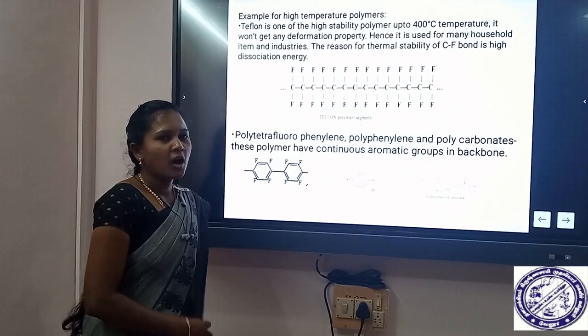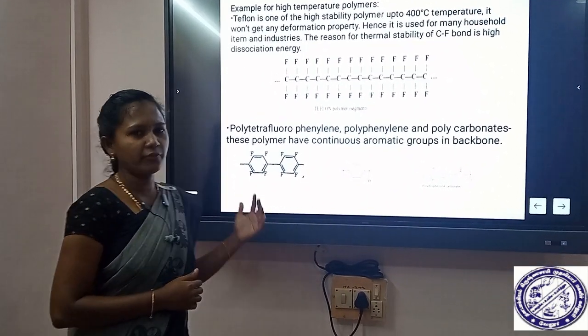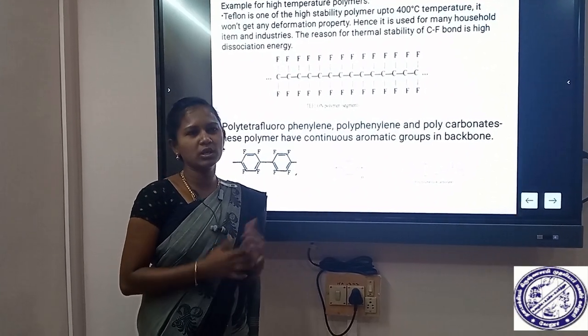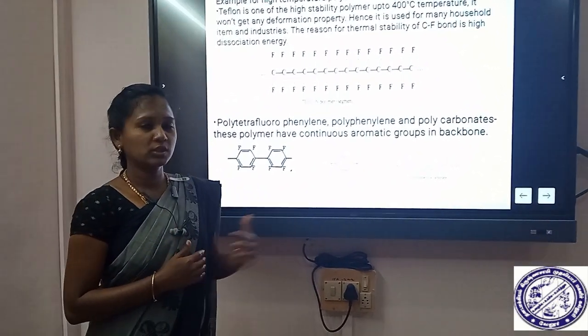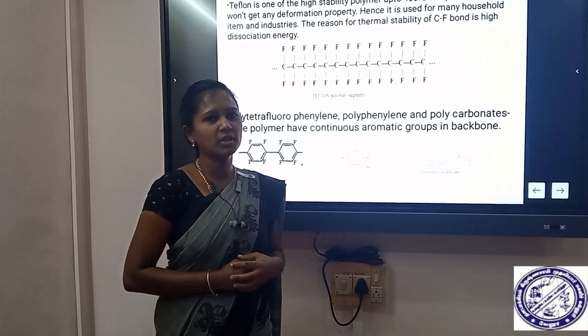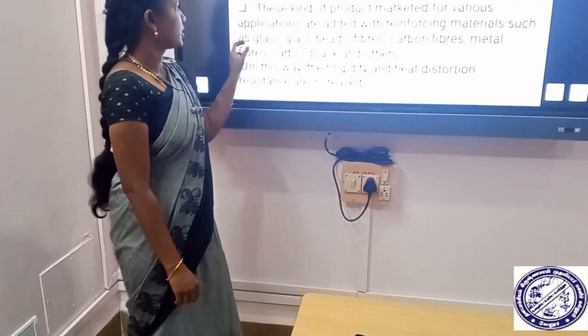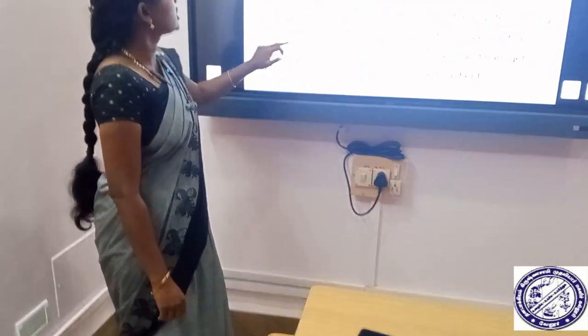So next one, fire resistant, heat resistant biopolymers. For example, Teflon. Teflon is a familiar one in our day-to-day life. We use Teflon material in our kitchenware, for example, the dosa tawa. So this is the simple structure of Teflon, which has high heat resistant properties.